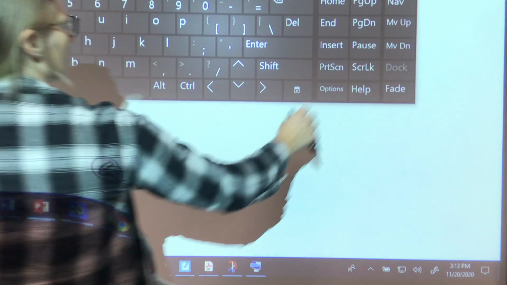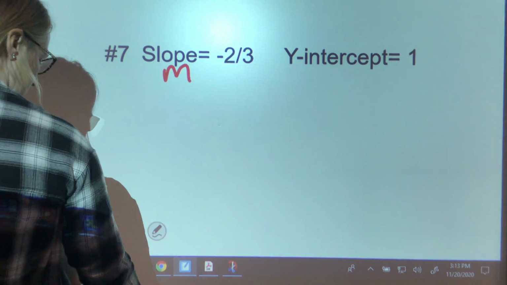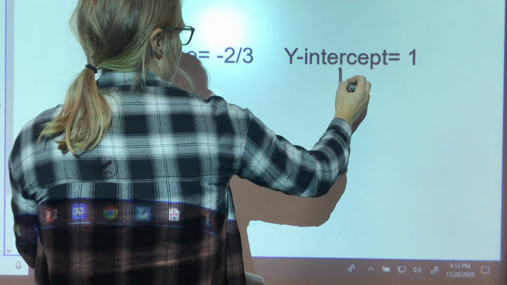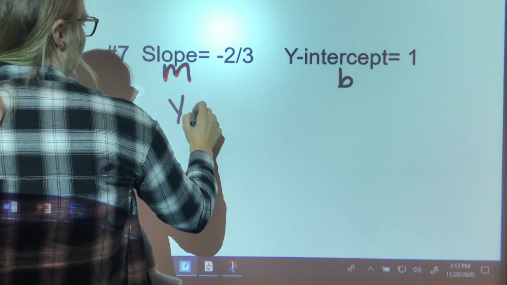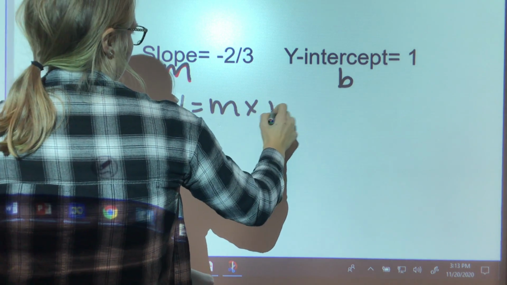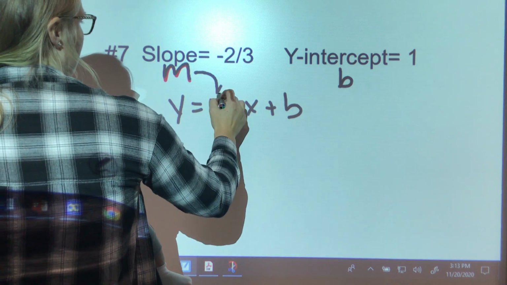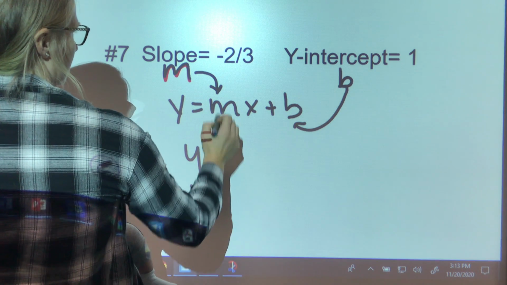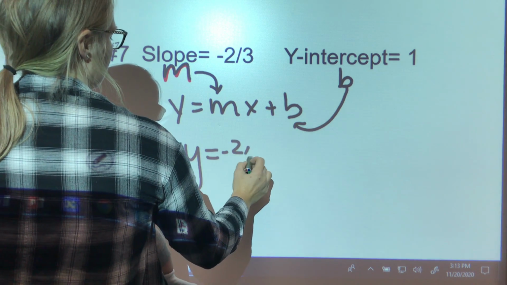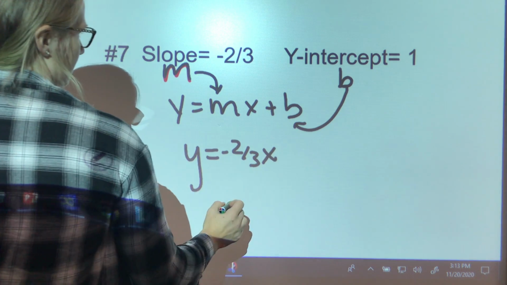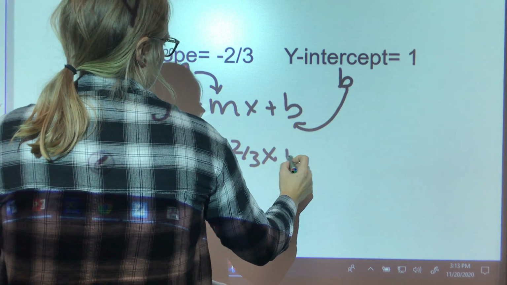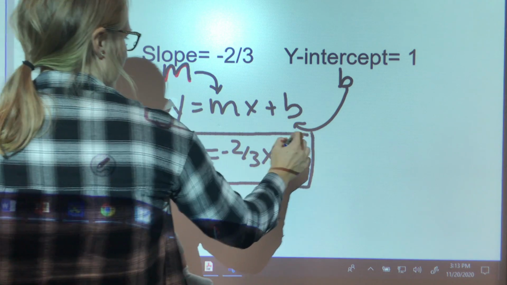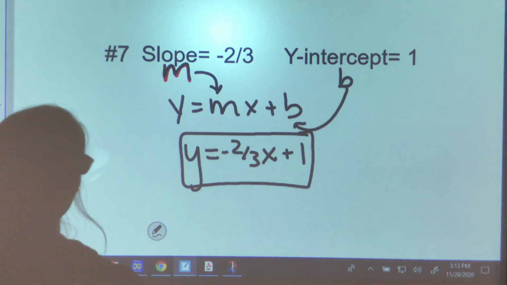I'm going to put this in black. Okay, we know our slope is our m value, and we know our y-intercept is our b value. So all we have to do is plug them in where they belong. So our m goes there, and our b goes there. So our final answer should be y equals, I plug in -2/3 for m, x stays, and my y-intercept is a plus b, +1. So there we go. That should be an answer for number 7.